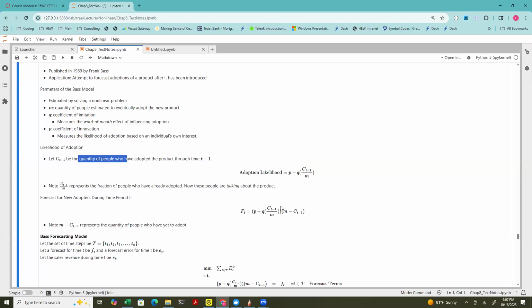So basically we're at some time t minus 1. We're forecasting for the next time interval. We're using things like the two different coefficients, imitation and innovation, this M estimate. These are all three parameters, and then a little bit of historical data of what people have adopted in the first periods. And so this will be something like, okay, if we have a similar type of product that got released and we're kind of modeling this one after the behavior of that one.